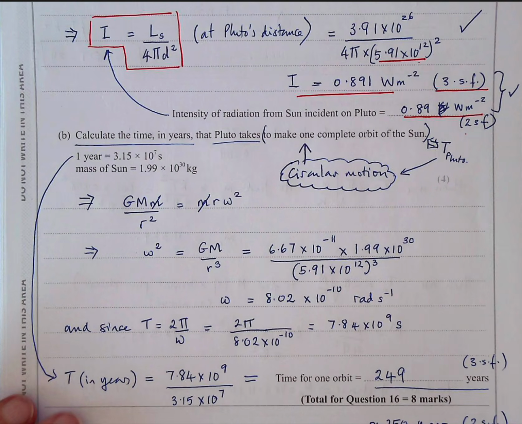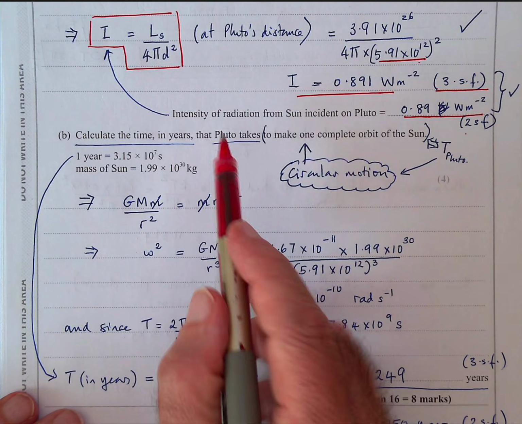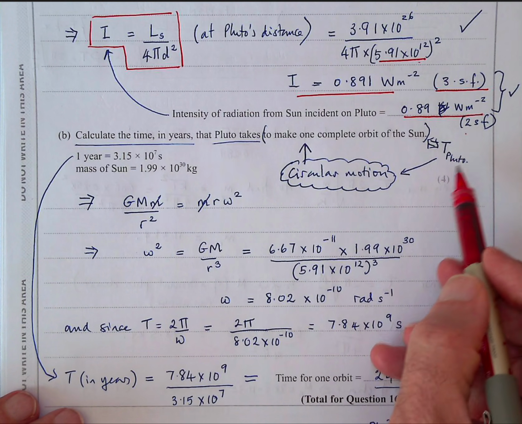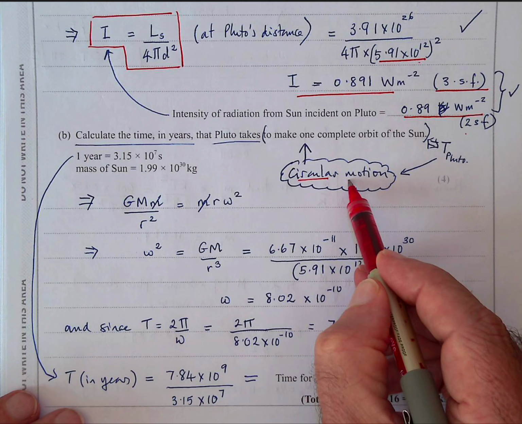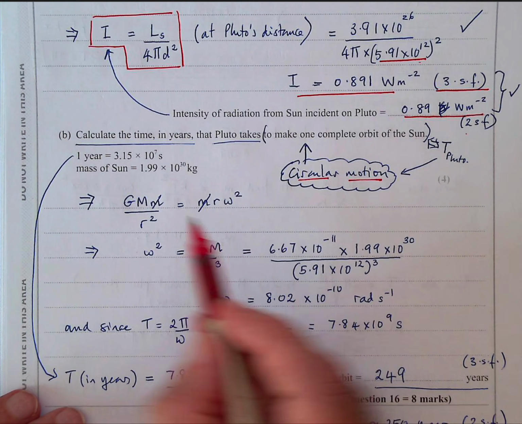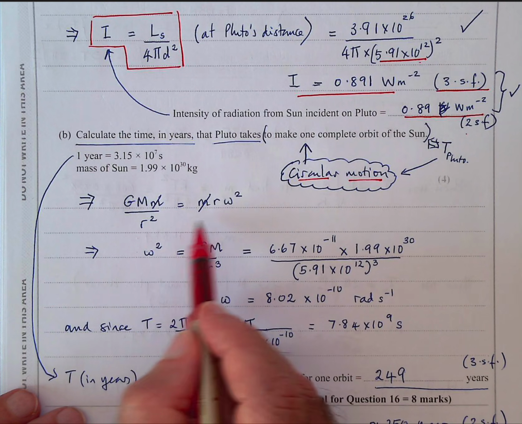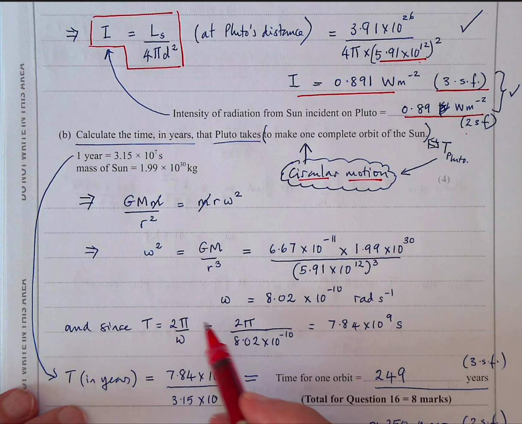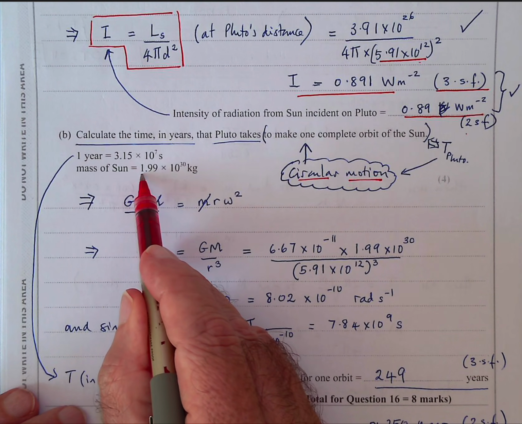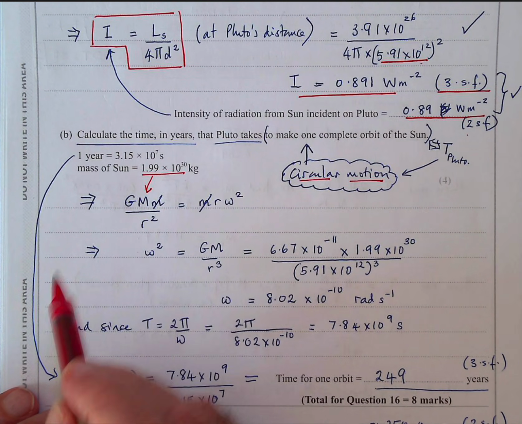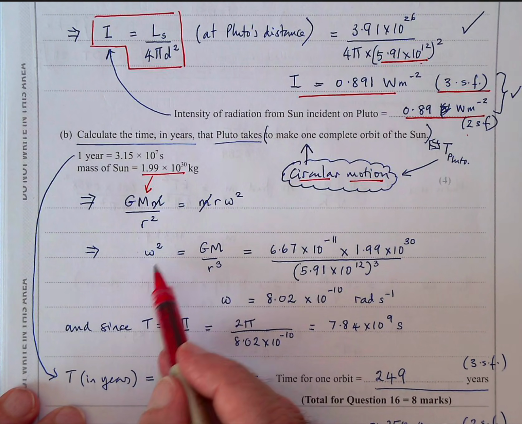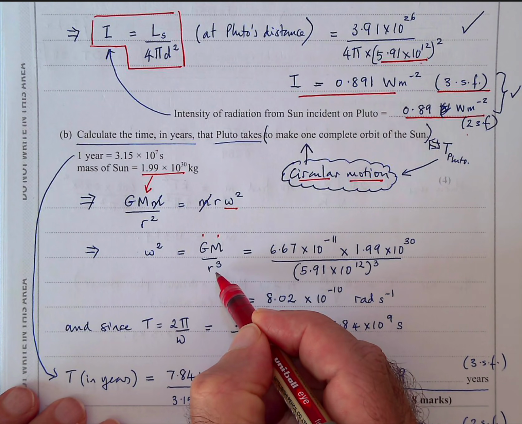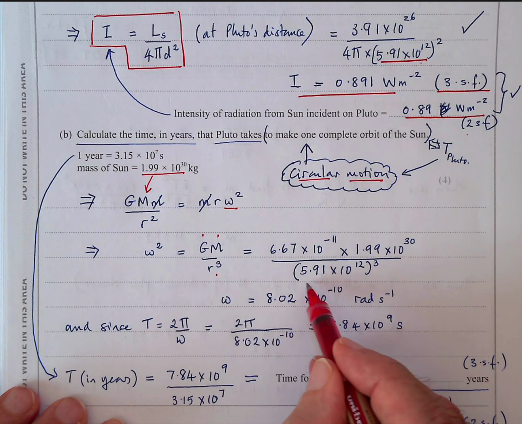calculate the time it takes in years for Pluto to complete one orbit of the Sun. Okay, so we're on a period of orbit, so it's circular motion, so you need to be aware that for circular motion, GMm over r squared, the gravitational force, is equal to m r omega squared. The m's cancel out, so you don't really need to know the mass, but you do need to know the mass of the Sun, so that's this big M, okay? And so this allows you to work out the angular velocity, because we know G, we know M, and we know r.